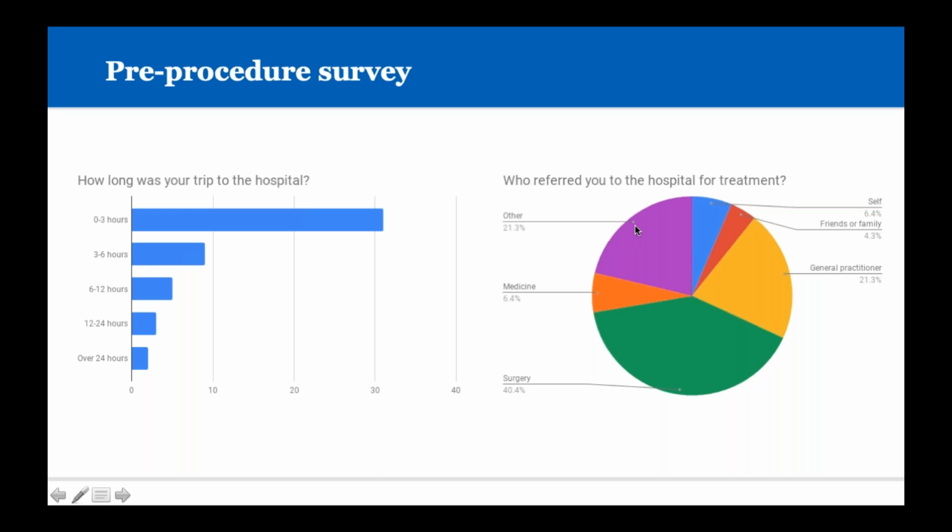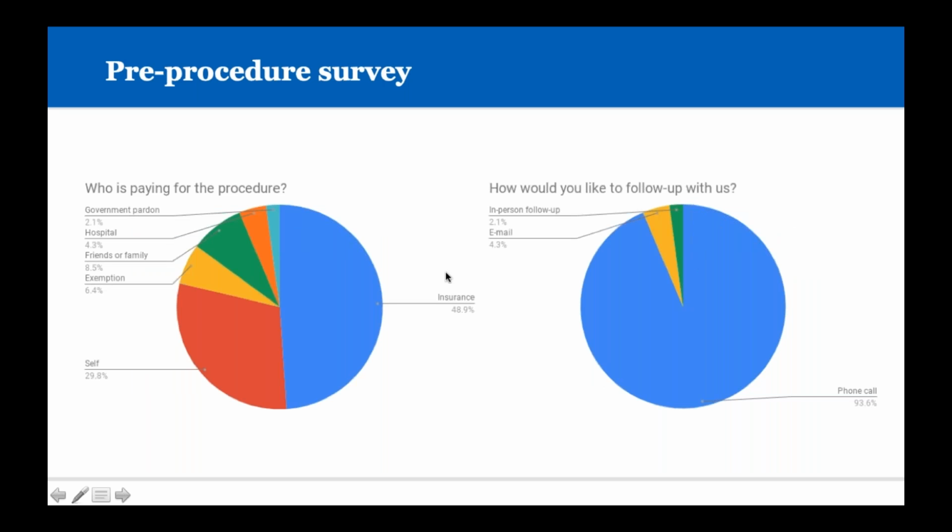Interesting also here, the referral patterns. So most of our patients, maybe not surprisingly, come from surgery, 40%, and 21% from general practitioners, and some from medicine. Also, we asked them who's paying for the procedure, because we wanted to know where people get the money from. And actually, half of patients have insurance, so that's great. But about 1/3 have exemptions.